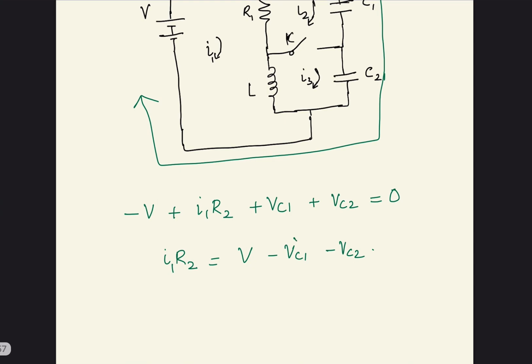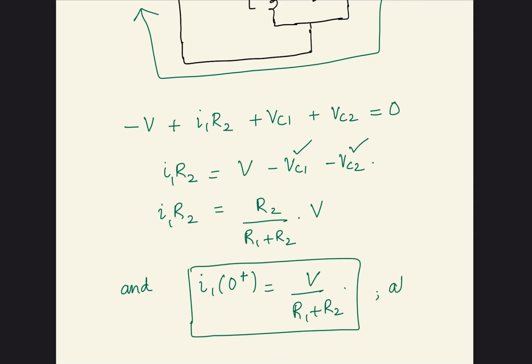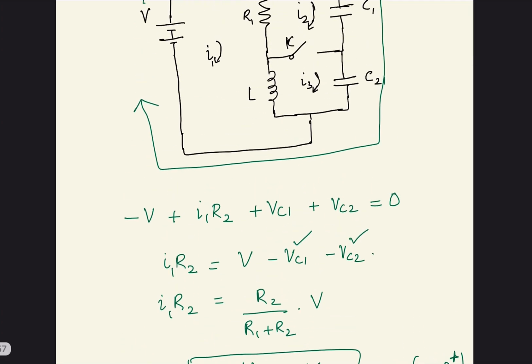So if you substitute the values of Vc1 and Vc2 into this equation, you can simply say that I1 R2 is equal to R2 divided by R1 plus R2 times V. Then we can simply cancel out the two R2s and we can say that I1 at 0 plus is equal to V divided by R1 plus R2, at t equal to 0 plus. So this is known. This is I1 plus.